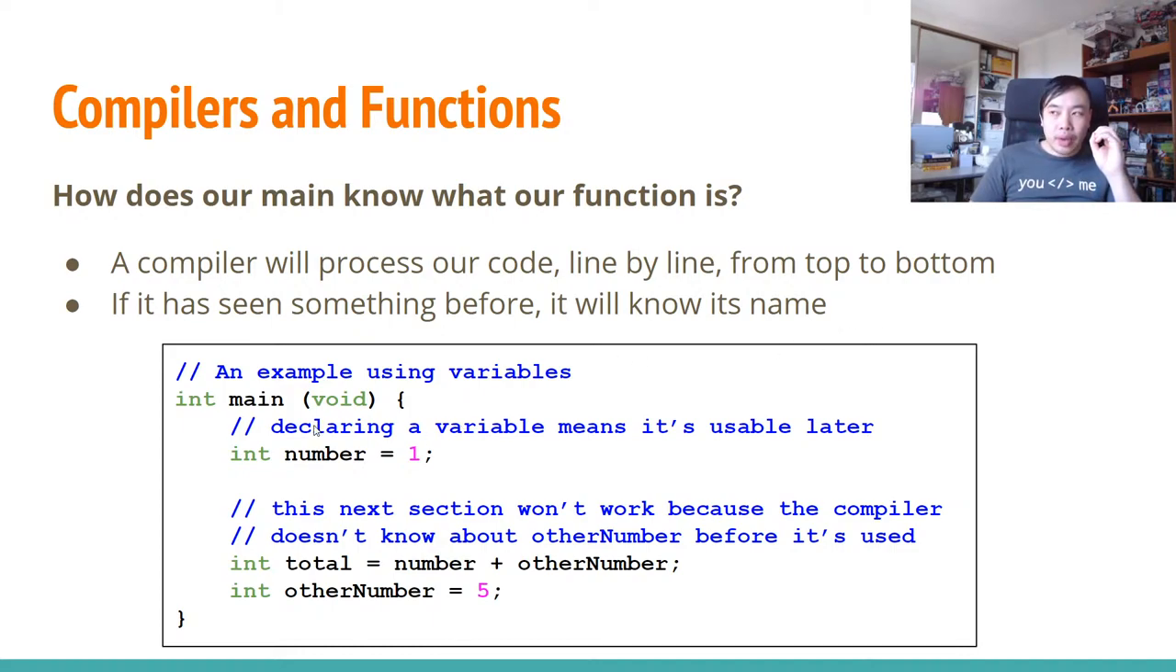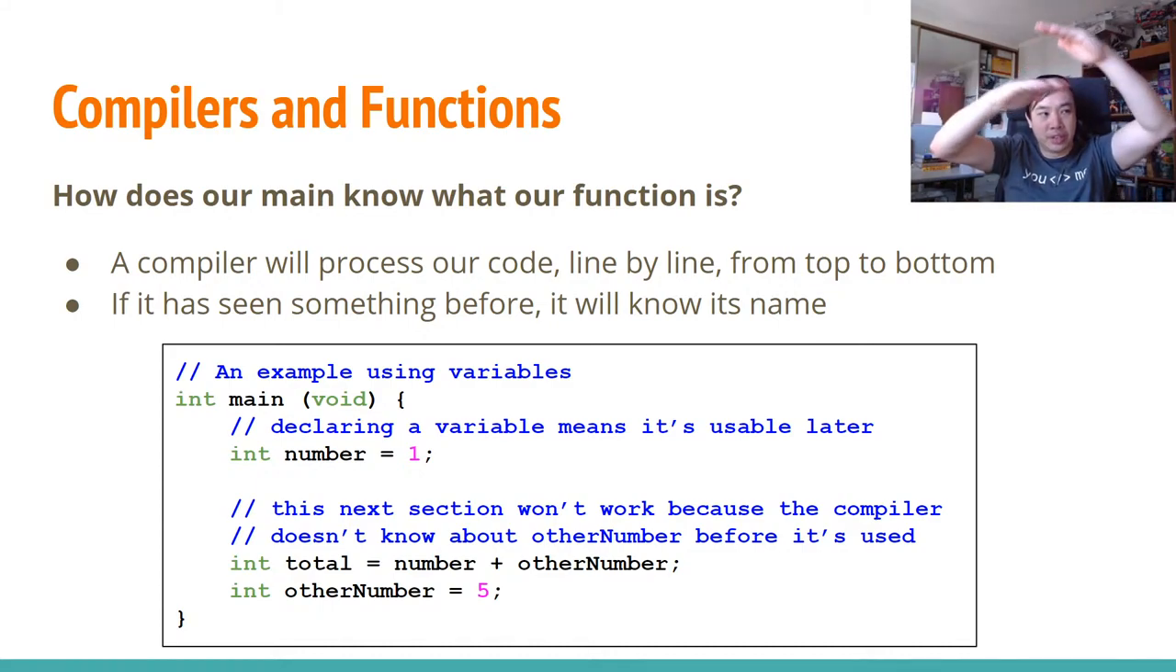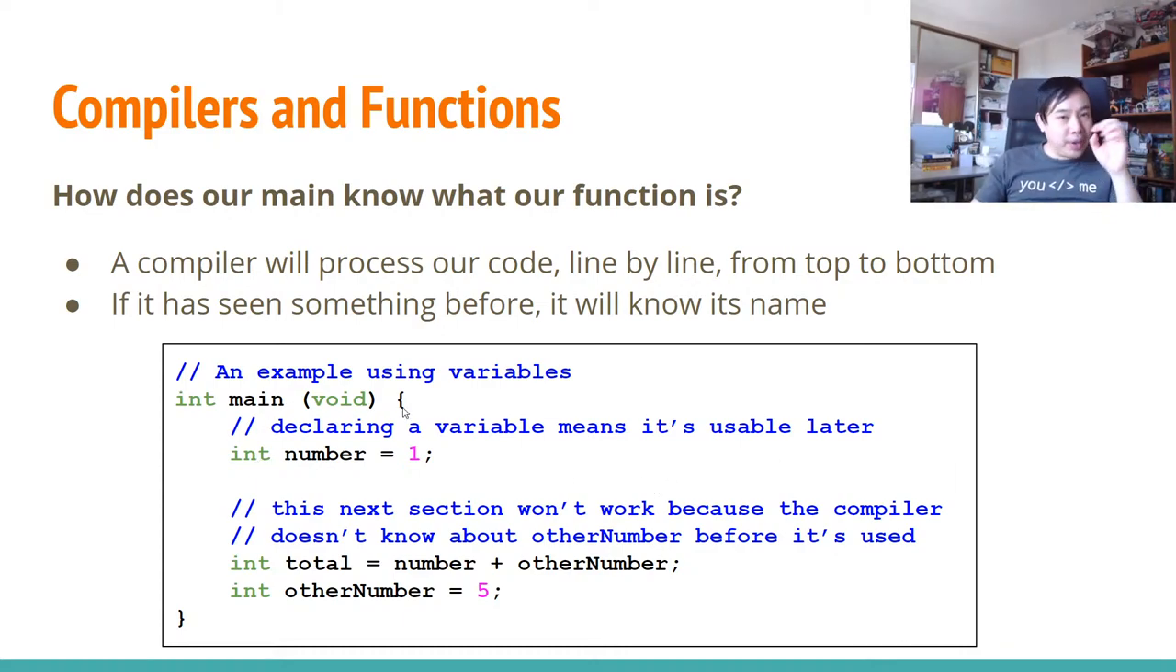So one detail I need to talk about is when we're working with variables. Our compiler is going to go line by line, top to bottom. So as it's reading our code file, it's only going to know what's happened above. It's never going to know anything that's happened below the current line it's working on. Here's an example showing variables and how this line-by-line thing works.